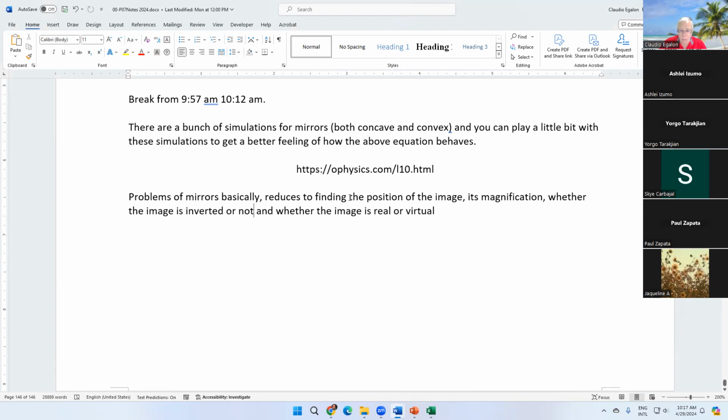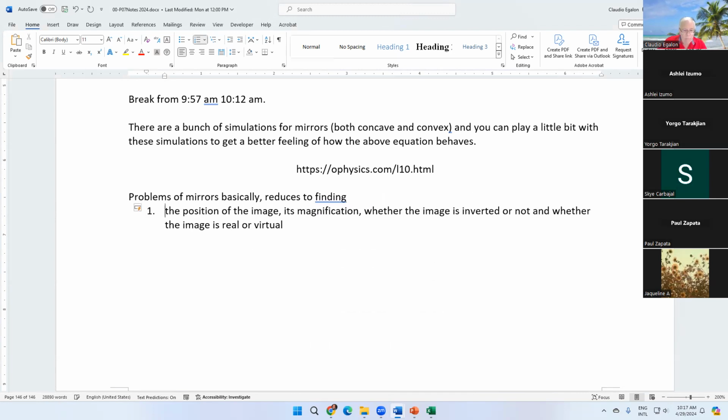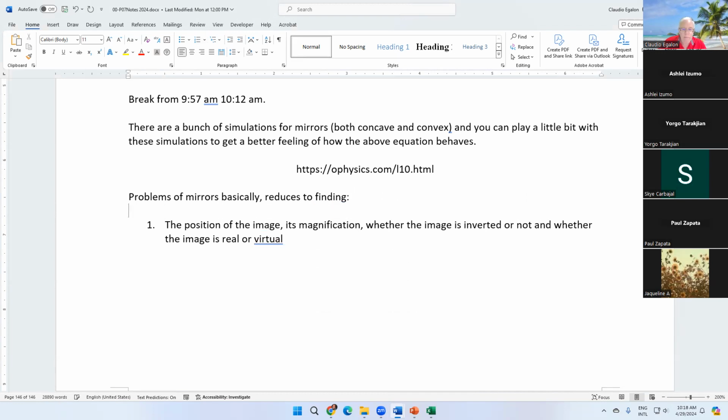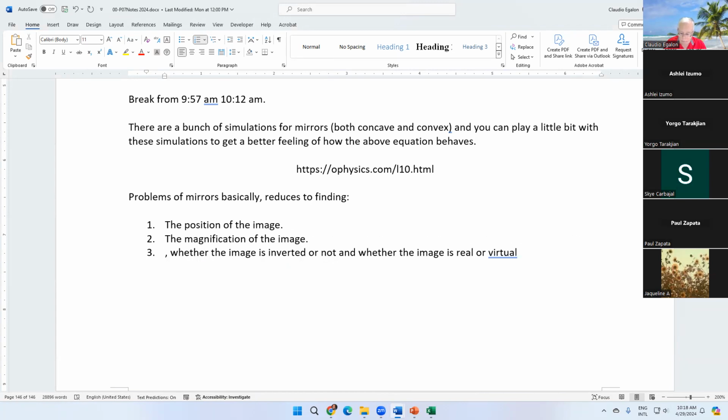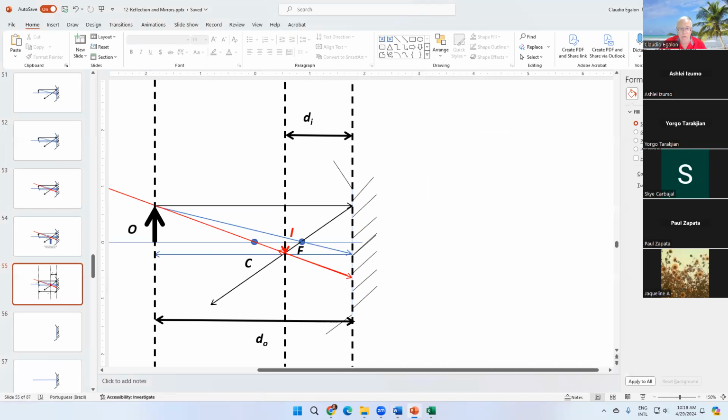Reduce to finding: One, the position of the image. Two, the magnification of the image. Three, whether the image is inverted or not. And four, whether the image is real or virtual, okay? And I'm going to cover that right now. Let's take a look at this drawing right here.